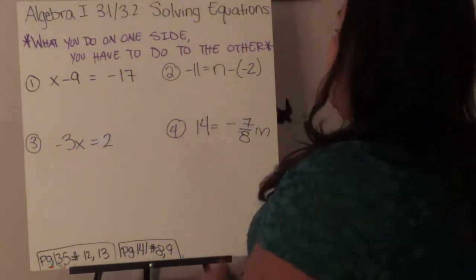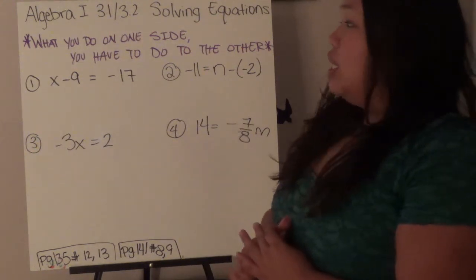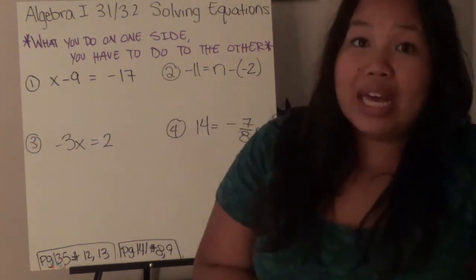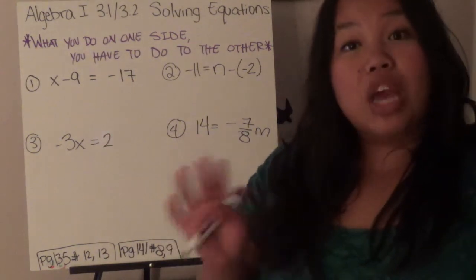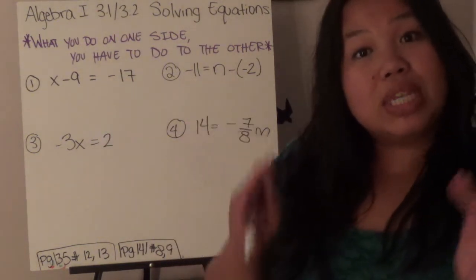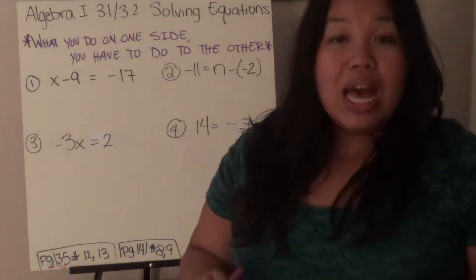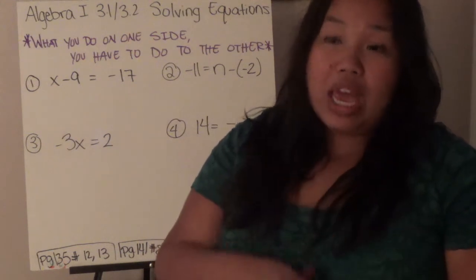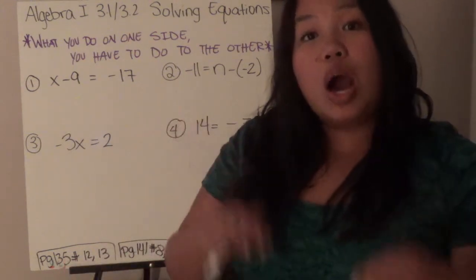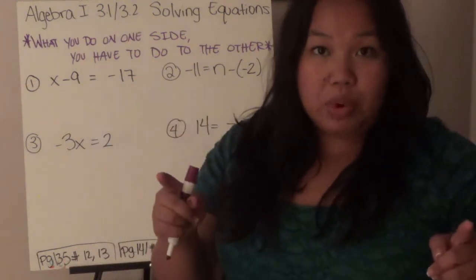For example, look at number 1. Number 1 has x minus 9 equals negative 17. In order for me to solve for x, I want to get rid of all of x's friends by doing the opposite. So everything on the same side of the equal sign as x, I need to move to the other side. In order for me to take it away and move it to the other side, I have to do the opposite and apply it to both sides.